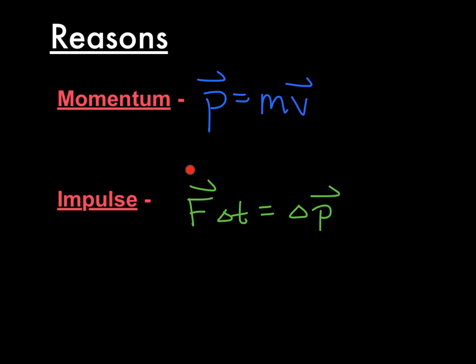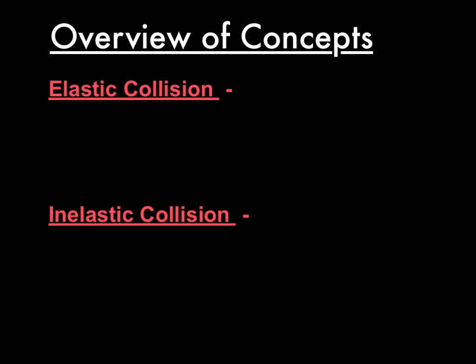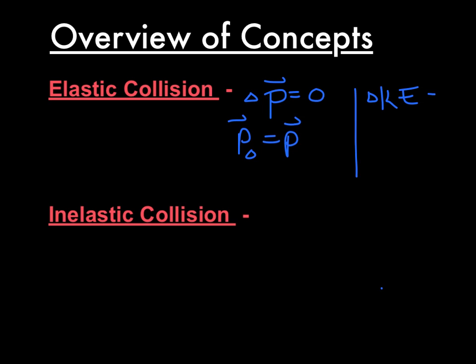Note these little symbols right here indicate that they are vectors, which means you are going to have to break things into components. So there are two types of collisions we're going to talk about. One is an elastic collision, where things bounce off each other. And in this collision, your change in momentum equals 0. This means your initial momentum and your final momentum are the same. Momentum is conserved. Now, the other thing to note is that in an elastic collision, when things are bouncing, kinetic energy is also conserved. Your change in kinetic energy is 0, so KE initial equals KE final.